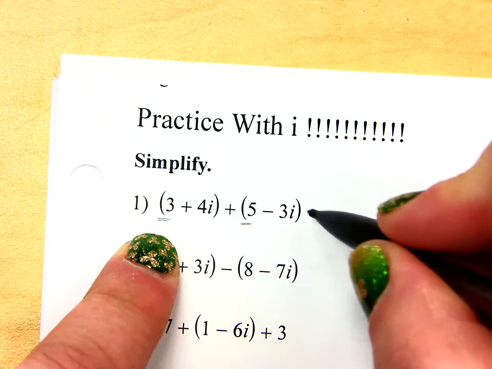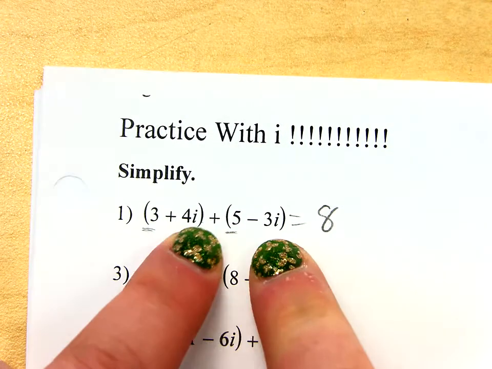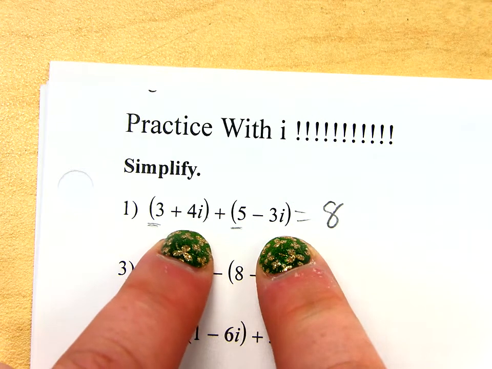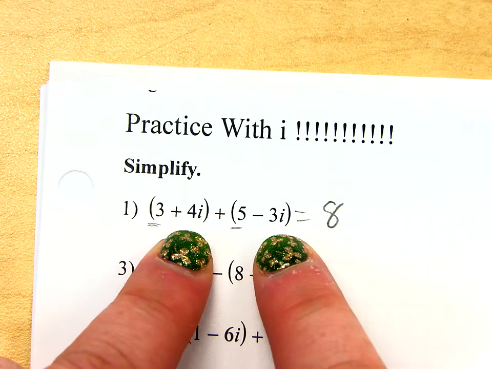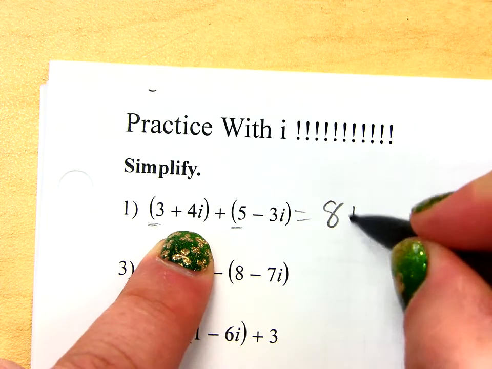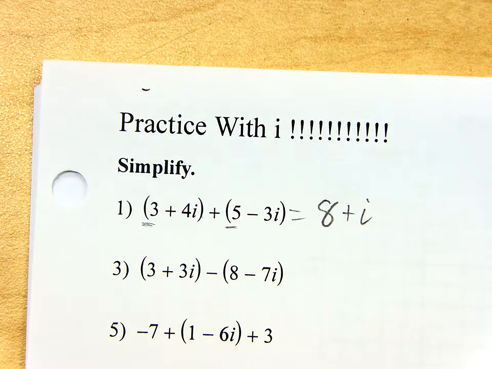3 plus 5, I get 8. And then I'm going to add the like terms together, the 4i and the -3i. So what would 4i and -3i get me? 1i, right? A positive 1i. That's it. That's my answer. Nothing special. Same thing if those were any other variable. It operates the same way.